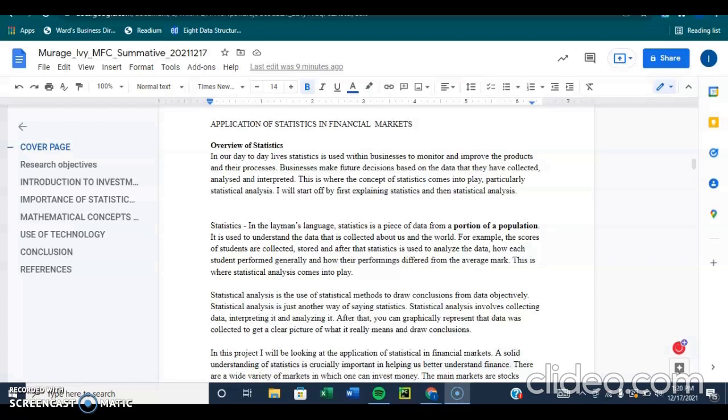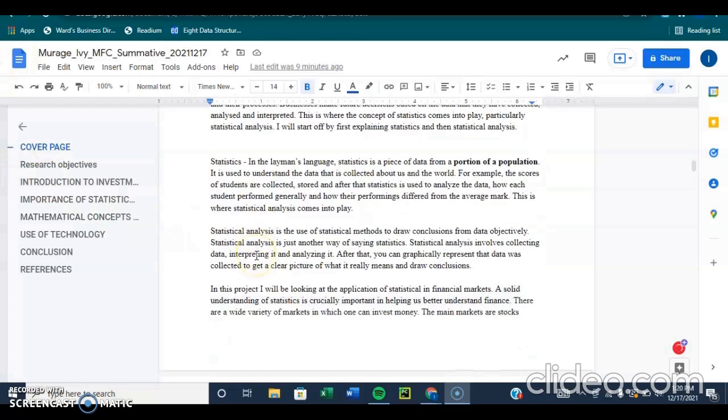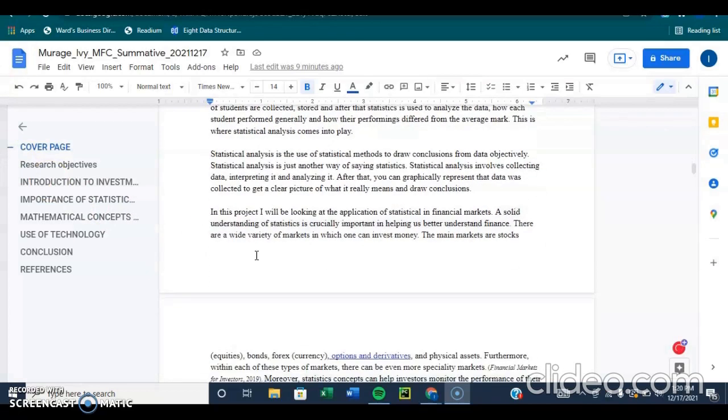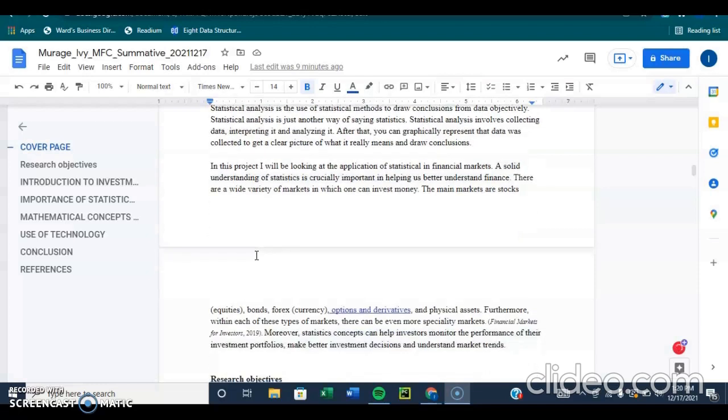In layman's language, statistics is a piece of data from a portion of a population. It is used to understand the data that is collected about us in the world. This is where the term statistical analysis comes in. Statistical analysis is a method used to draw conclusions from data objectively. It's like another way of saying statistics. In statistical analysis, we perform things like collecting data, interpreting it, and analyzing it. In this project, I'll be looking at the application of statistical analysis in financial markets.